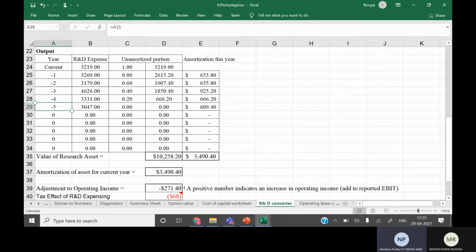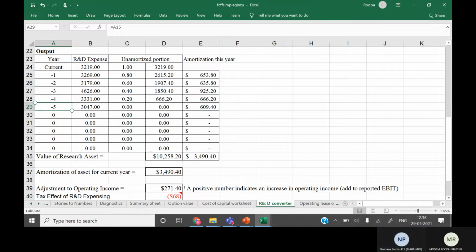But what is the essence of this learning? Any amortization, this 3,490 will have to be deducted from the income statement. And after deducting this, whether you should add anything to the EBIT or deduct anything from EBIT will be shown by this adjustment to operating income against row number 39.